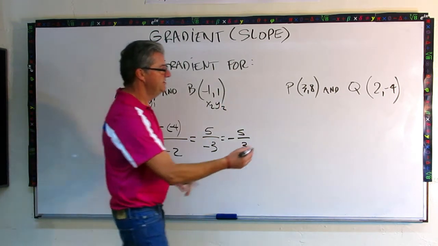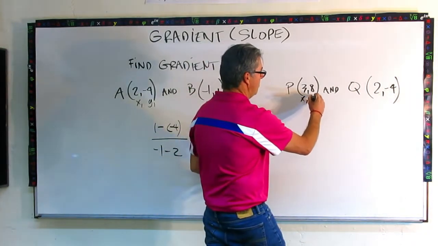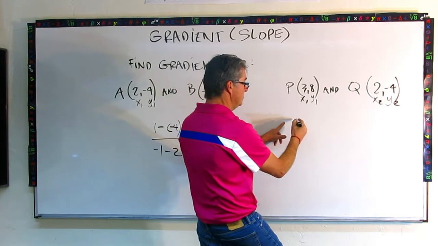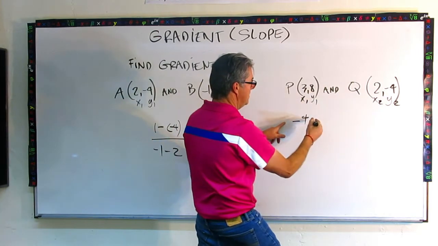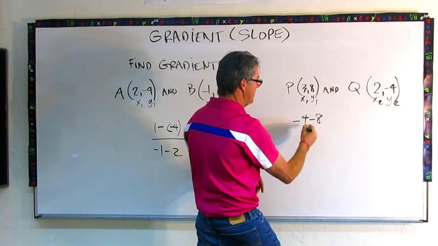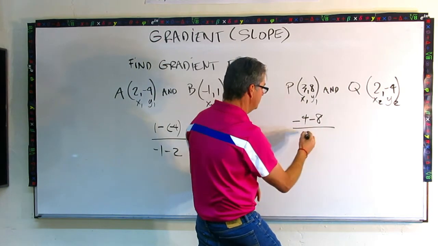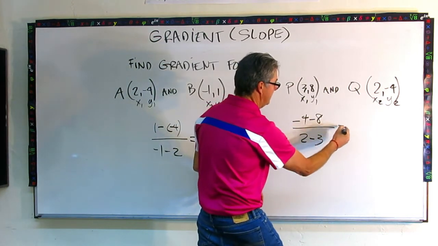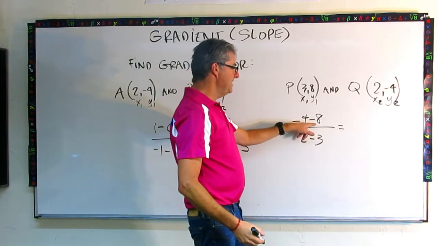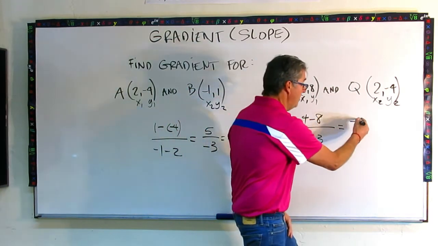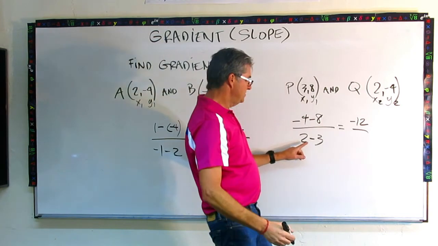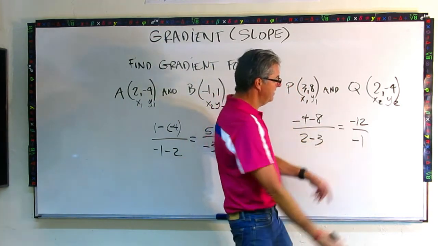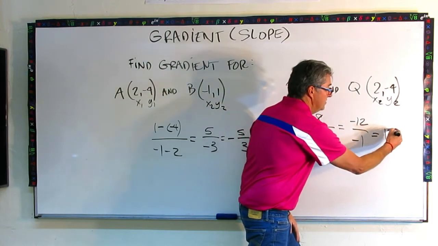Okay, so let's see how you did. Here's x1, y1, x2, y2. So y2, that's -4, minus y1, which is 8, over x2, which is 2, minus x1, which is 3. So -4 minus 8 is -12, and 2 minus 3 is -1. Now -12 over -1 is going to resolve out to 12.